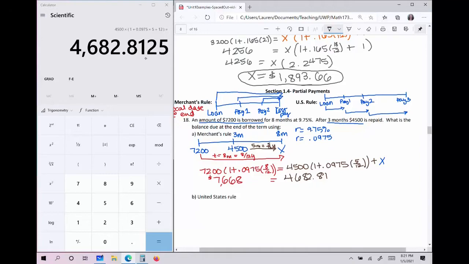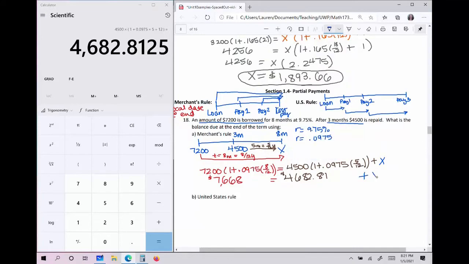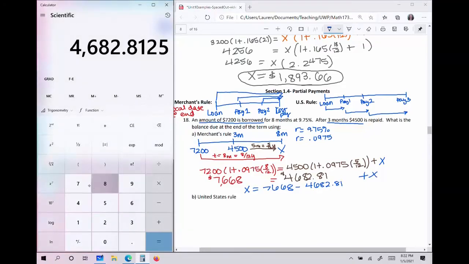4682.81, because here we have a 2 and the 2 tells us to keep it as is. We round down essentially. So that's again also a monetary value. So then for x, to get x alone, we would subtract the 46.82 from our 7,668 and then take that. So I'm going to store that in my memory. 7,668 minus my stored value.